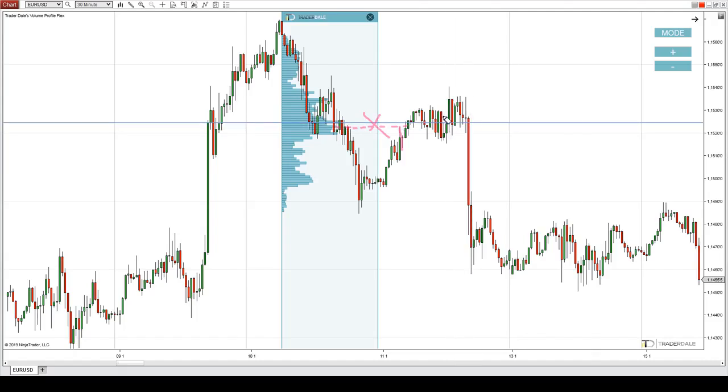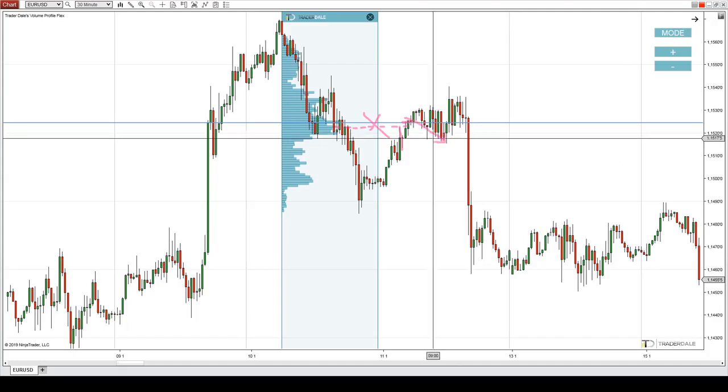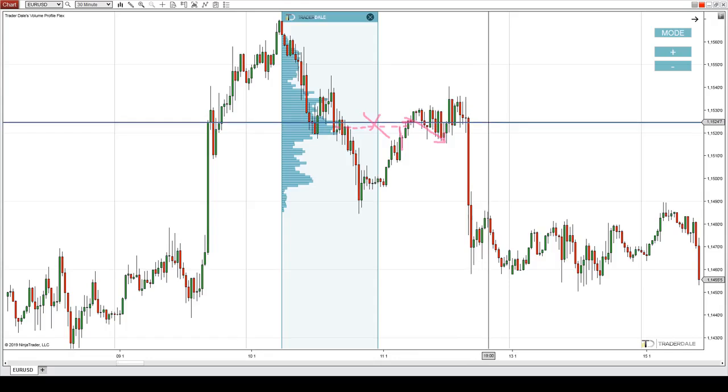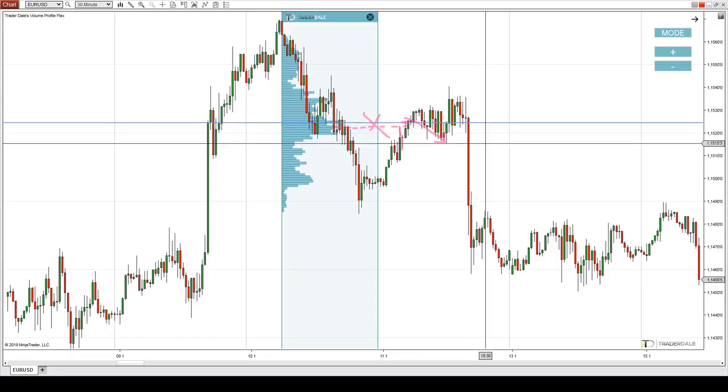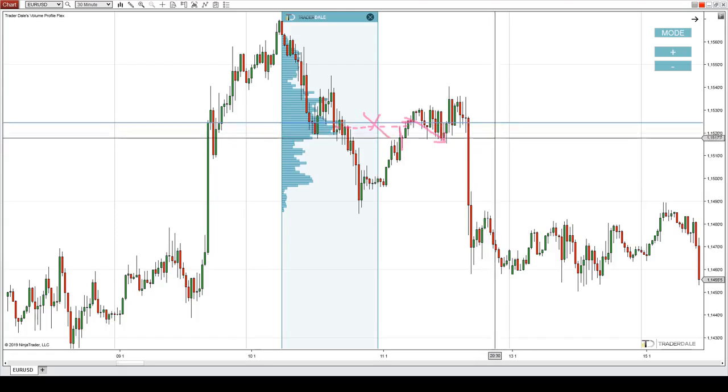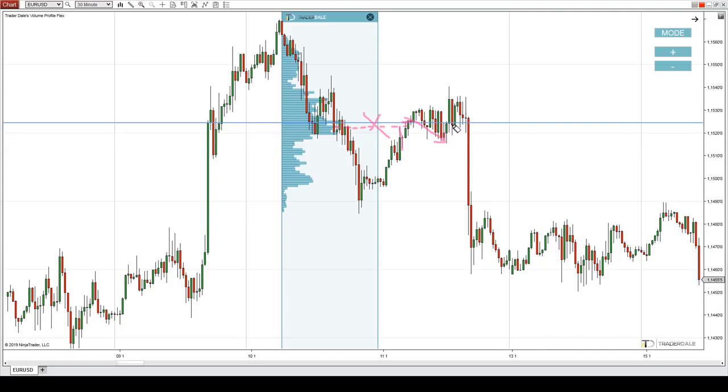If you prefer trading with simple limit orders, and if you took the trade, then let me see if this was a 10 pip reaction. But I think it wasn't. No, it wasn't. It was only 9 pips. So it was only a 9 pip reaction to the level. So this one would be a losing trade.